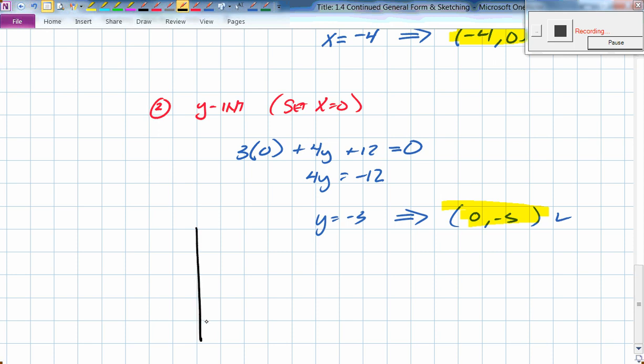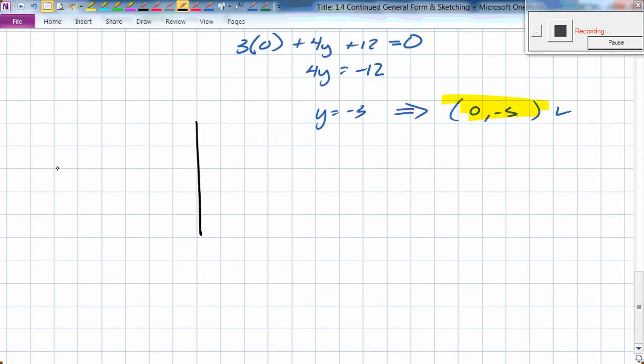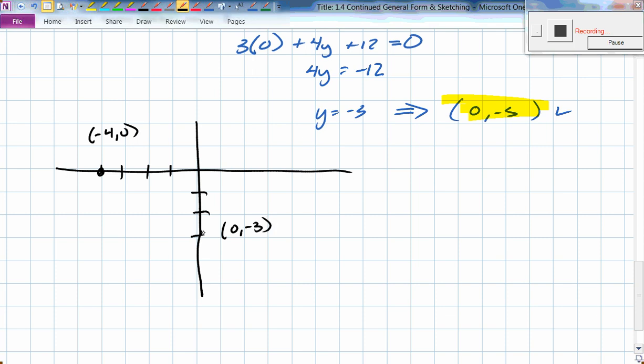So I'm going to go here, make a sketch. Let's see here. I have to go down at least 3 and to the left at least 4. So I'm going to have 1, 2, 3, 4. Boom. There's the point negative 4, 0. Down 3. 1, 2, 3. There's a point 0, negative 3. And once I have 2 points on a line, that's all I need. With 2 points in the coordinate plane, I can create my line.